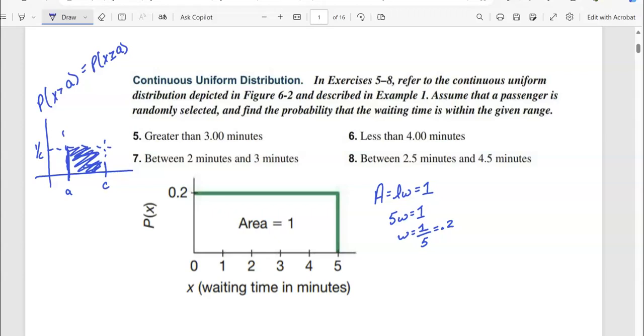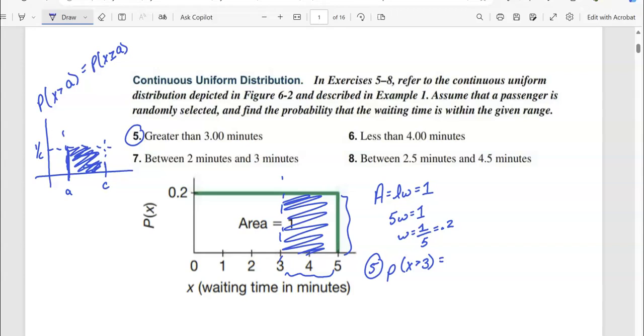So let's look at just a couple of examples. 5 is asking us the probability that we are greater than 3 minutes, which means that we're having to wait longer than 3 minutes. So greater than 3 minutes would look like that. So I'm trying to find the area of this piece here. So area is the length times width. My length is 2 units long. My width is 0.2, so my area is going to be 0.4.